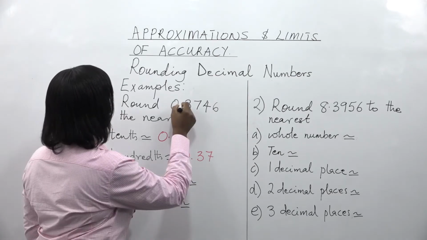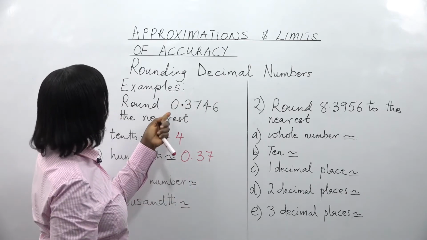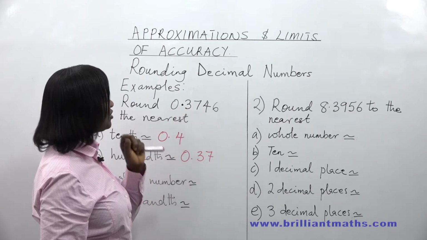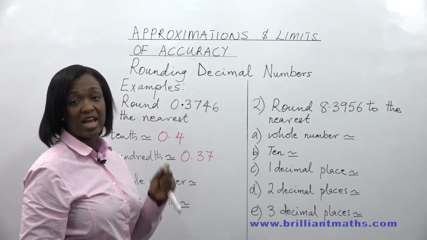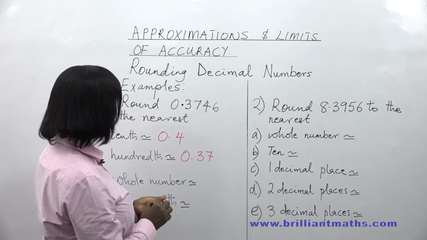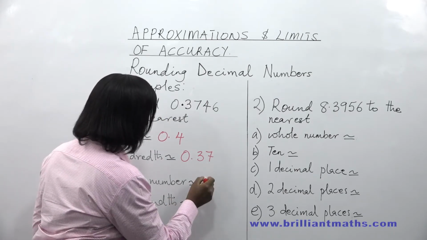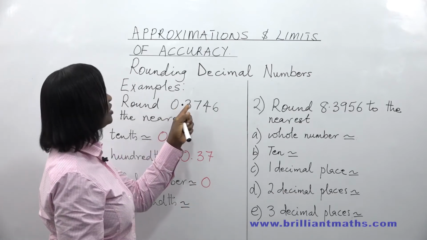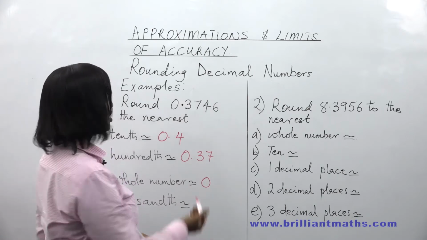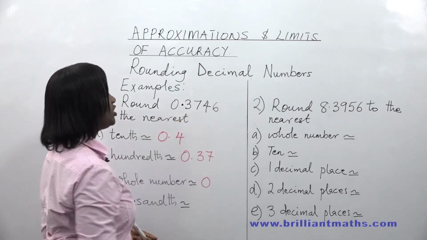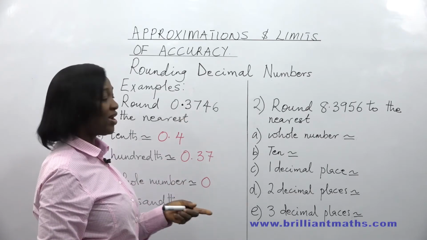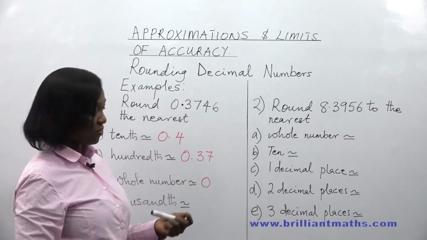Rounding to the nearest whole number. The unit digit is 0. And the digit after the decimal point in the tenths place is 3, which is less than 5. So this number to the nearest whole number is actually 0. 0.3746 is closer to 0 than to 1. It's less than halfway. Halfway between 0 and 1 is 0.5. So since it's less than half of 1, the answer is 0.